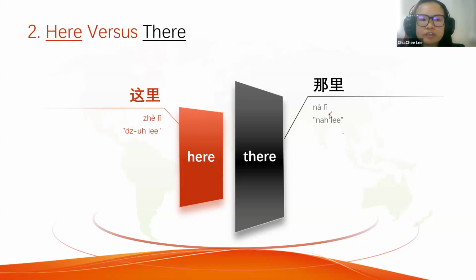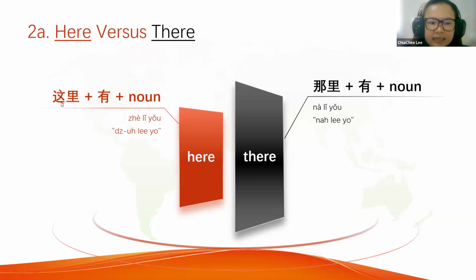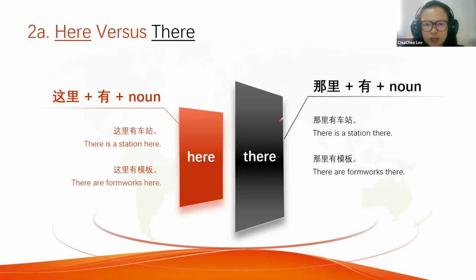We can do some short sentences here, like 这里有, and then we put the noun here. 这里有 means "here there is something". 这里有 is the third tone: 这里有 plus noun, and then 那里有 plus noun. This is, I would say, the template.